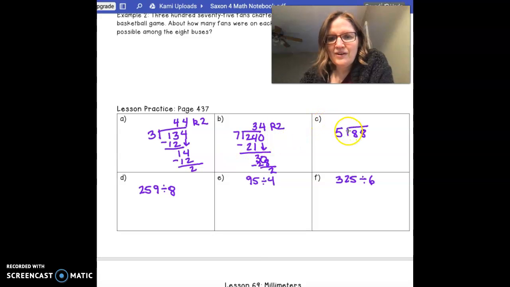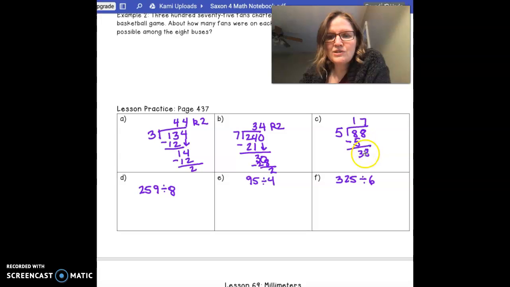Our next one, 88. We already know that we're going to have a remainder because when we're multiplying or dividing by 5, it can be divided by 5 if it has a 0 or a 5 at the end. Let's tackle this one. 1 times 5 is 5. We subtract. We get 38.